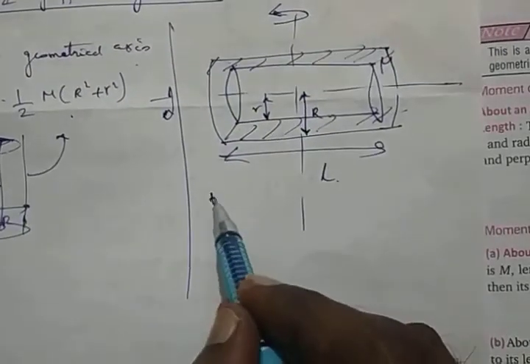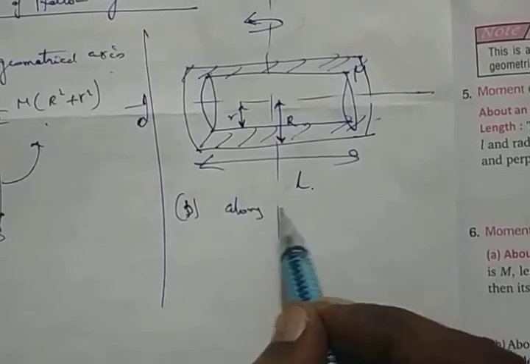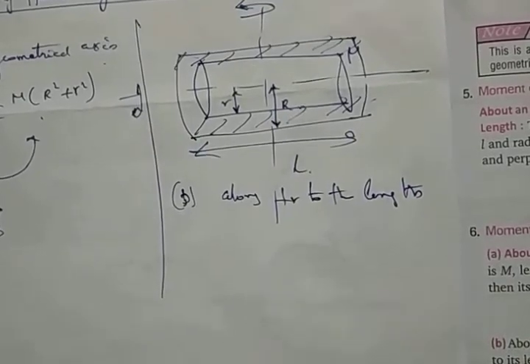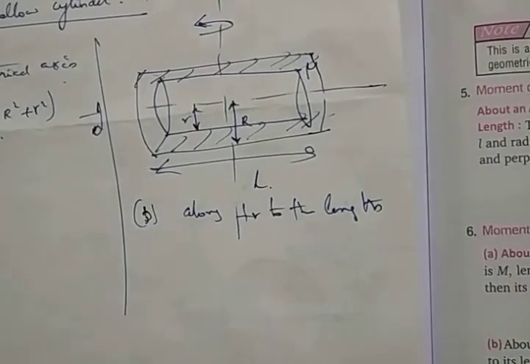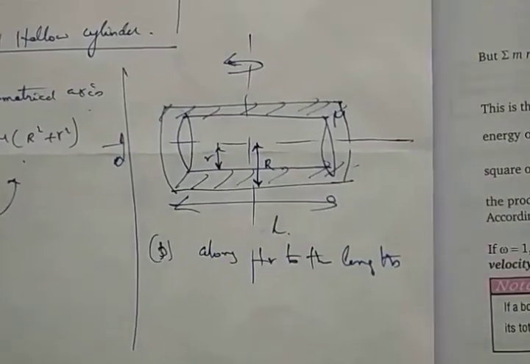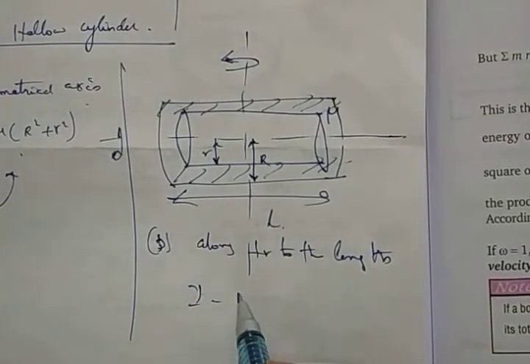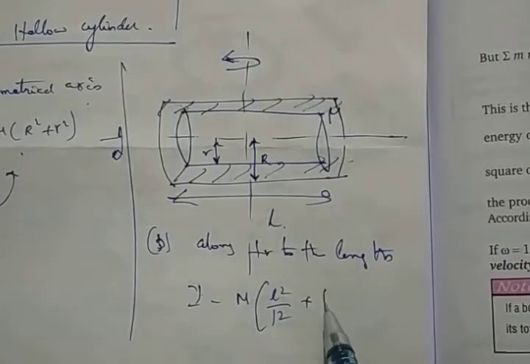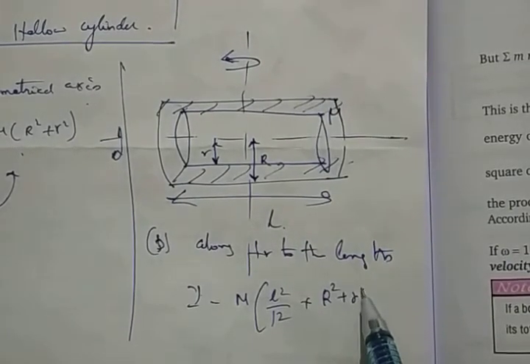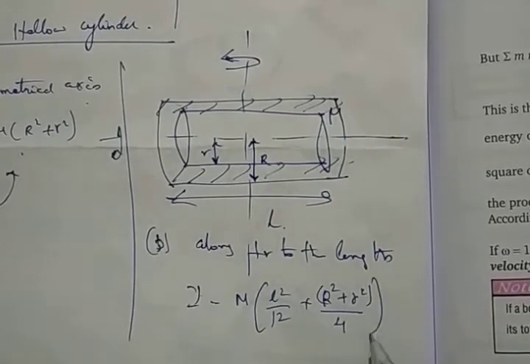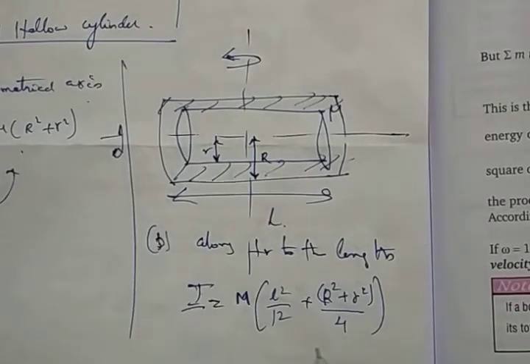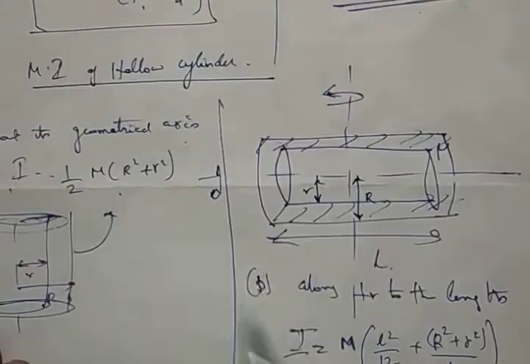B part is this one, perpendicular to this one, along perpendicular to the length, passing through the center of mass but perpendicular to the length. How will this be? A bit of difference will be there. I is going to be equal to m into (L square by 12, same as earlier, plus (R square plus small r square) upon 4). So this will be the value of this. Okay. So this is a hollow cylinder.